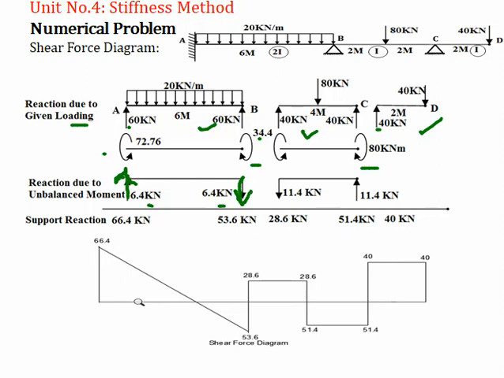So it will form the couple, or it will get added into 34.4, and it will balance your 72.76. After this, let's consider the next span. Now in this, find out the reaction due to the unbalanced moment. So 80 minus 34.4 divided by span, you will get 11.4 kilonewton.